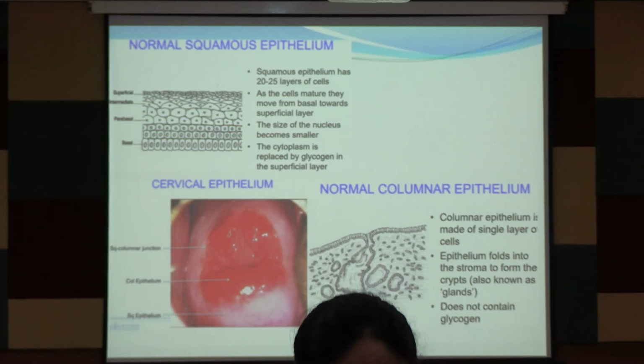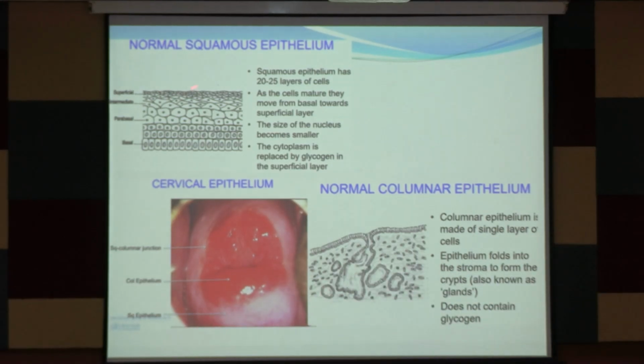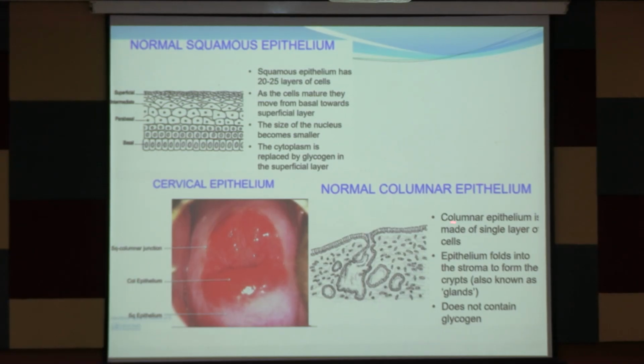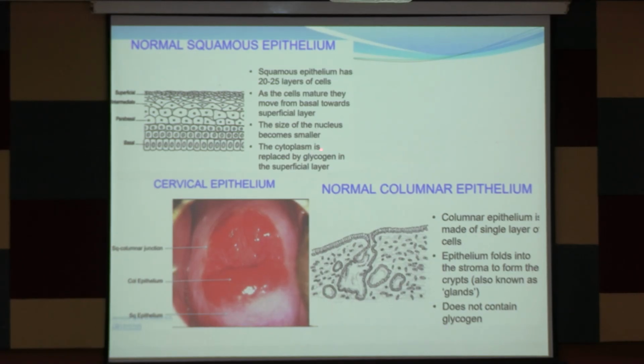When we do a pap smear, generally the superficial cells tend to get exfoliated or shed, and those are the ones which are generally seen in the slide. A columnar epithelium is lined by a single layer, as you can see here. They are tall cells with basal nuclei, unlike the squamous cells which have got 20 to 25 layers. The columnar cells do not contain glycogen. In the squamous cell layers, the cytoplasm is replaced by glycogen.